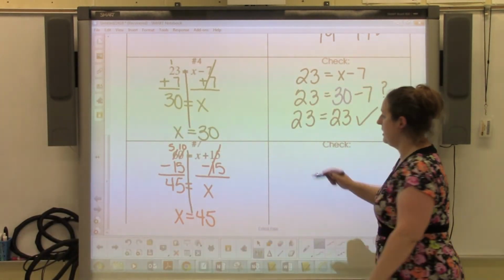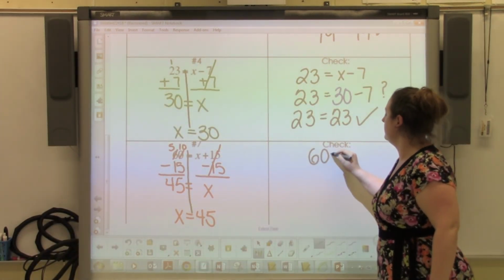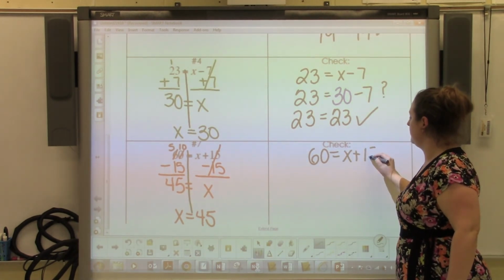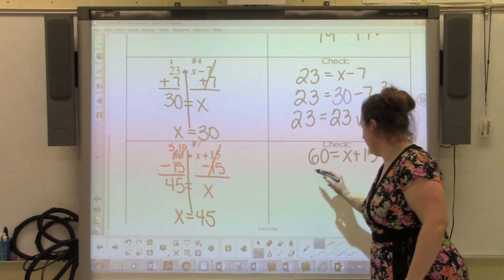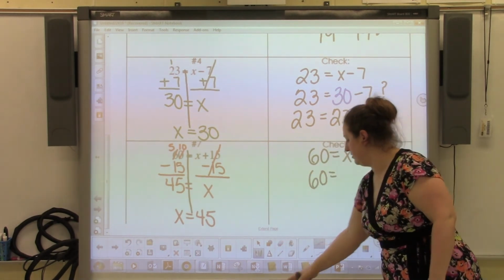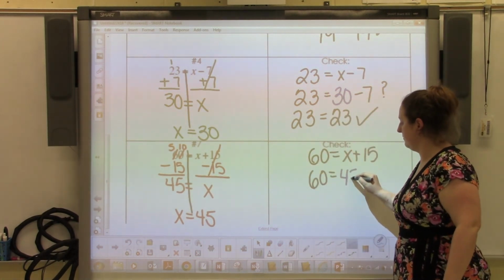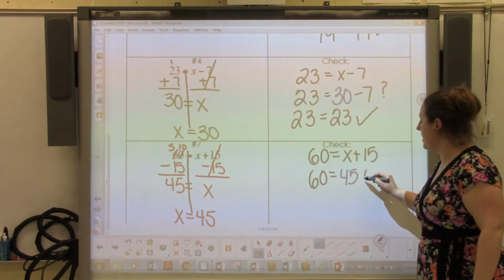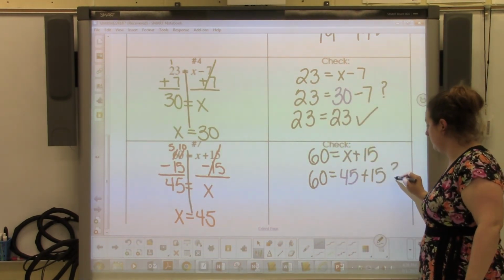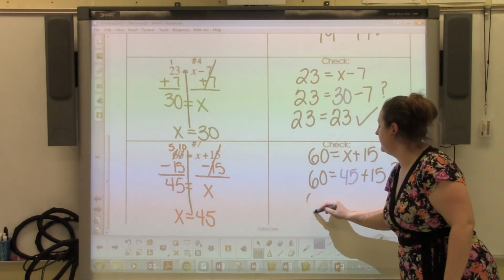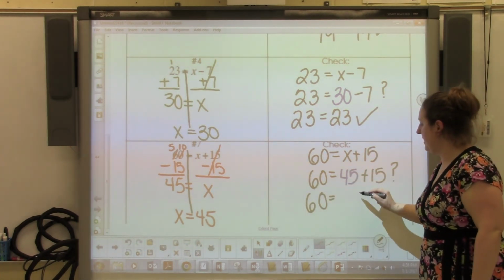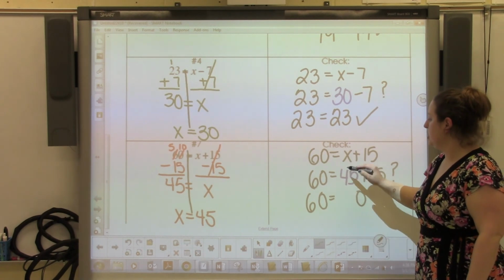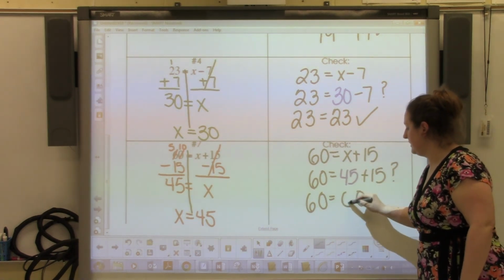Almost done. 60 is equal to x plus 15. That's my original equation. And we're going to replace the x with 45. So 60 is equal to 45 plus 15. It's a question right now, not a statement. So 60 is equal to, let's see, 45 plus 15. Well, 5 and 5 make 0. Carry the 1. So 4 plus 1 and 1, 60 it is.